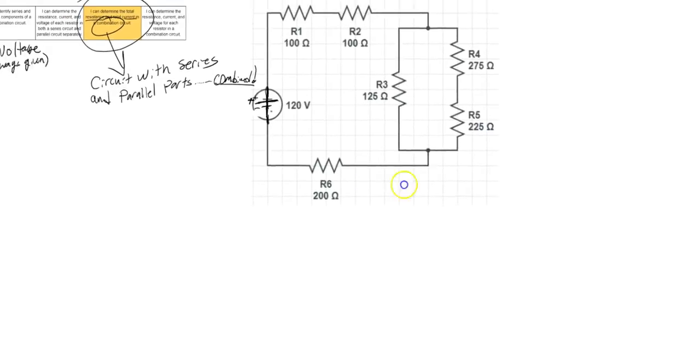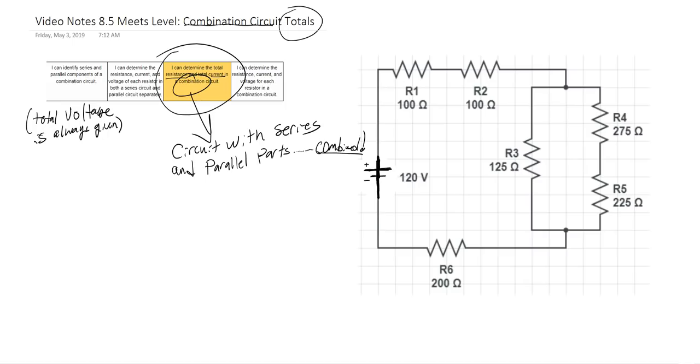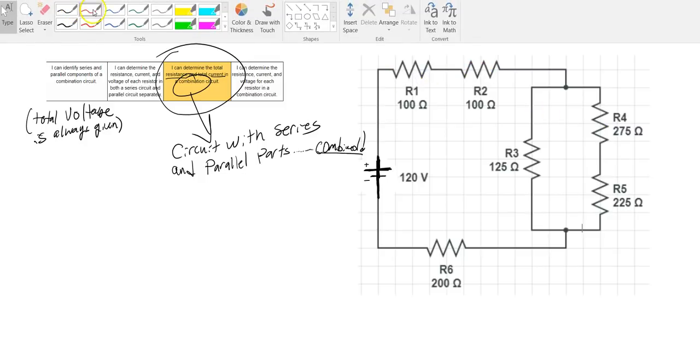This is what a combination circuit is going to look like. If you look at the circuit, we can see that right here, this is parallel, and then these guys right here, that's in series, and oh look, we've got some series there as well. So this is why this is a combination circuit. It's because it's got a lot of different things happening in it.